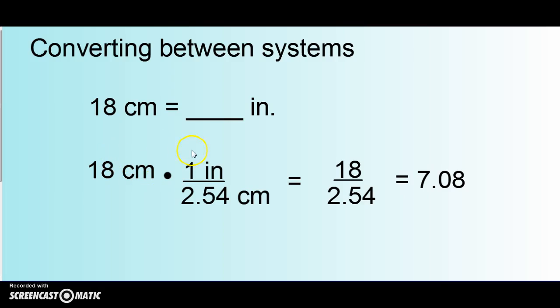And so then you'd say 18 times 1 is 18, 1 times 2.54 is 2.54, and then divide. Oh, and I should have labeled that, sorry about that. That would be inches. So the centimeters would cross each other out, and you'd have 7.08 inches.